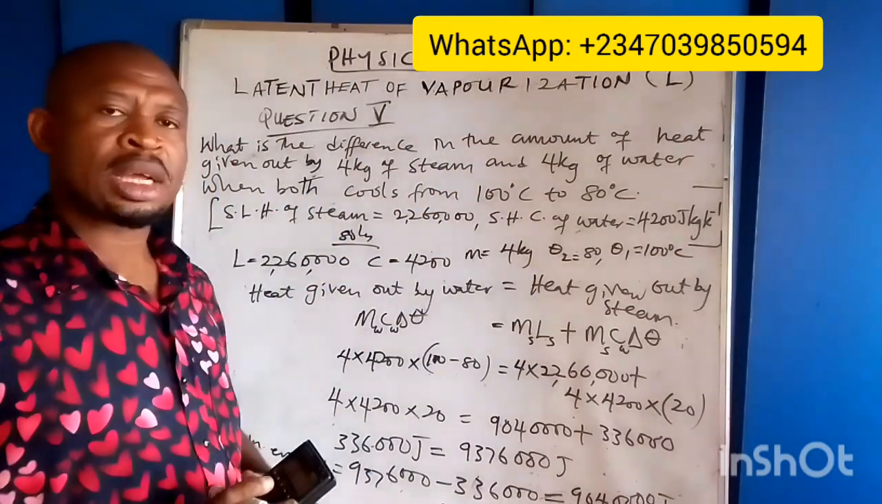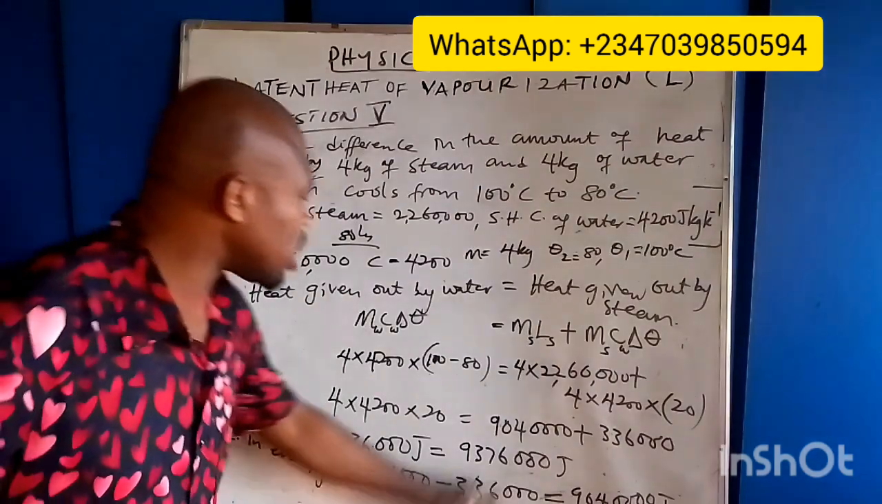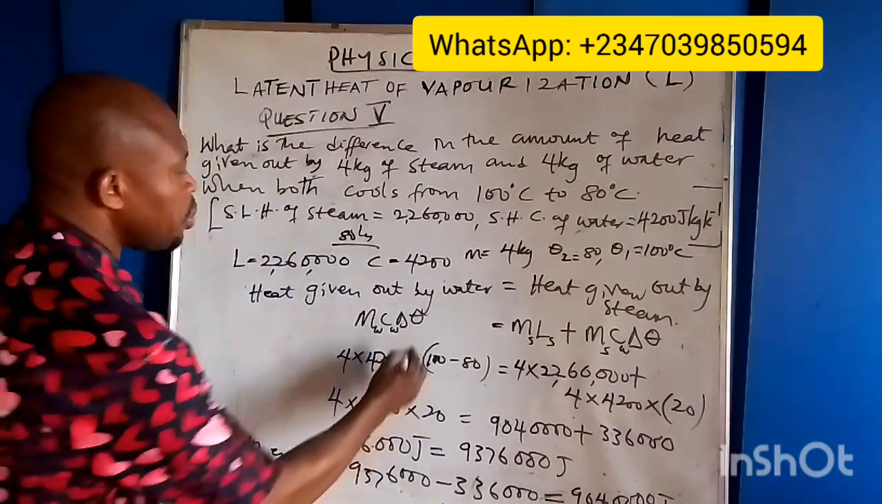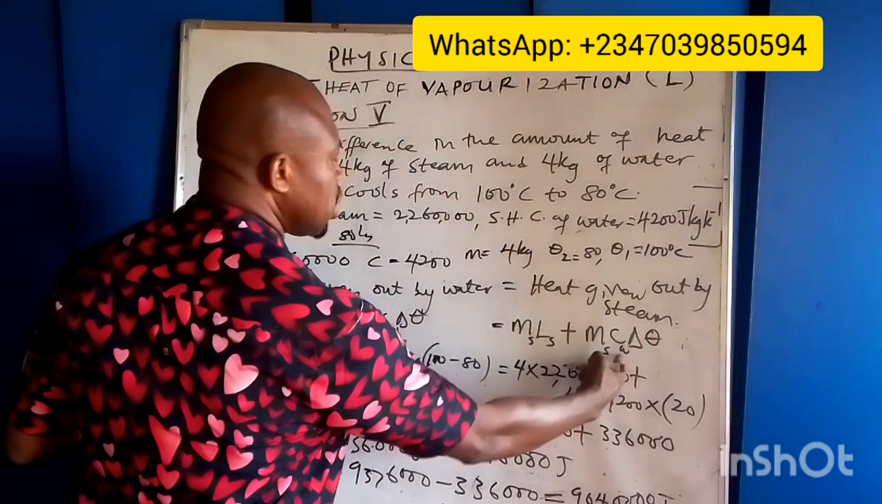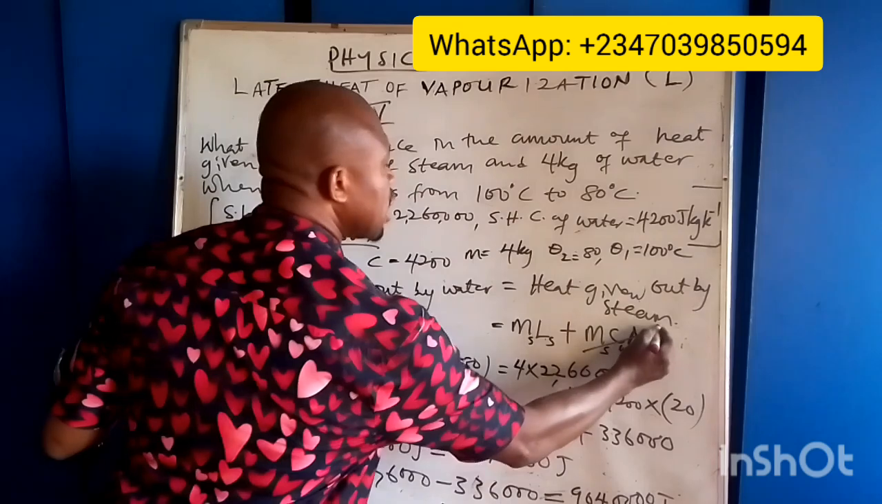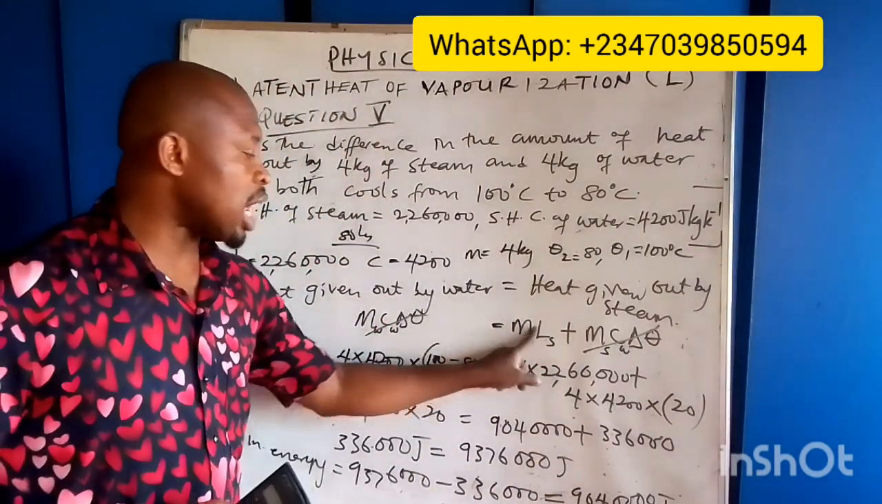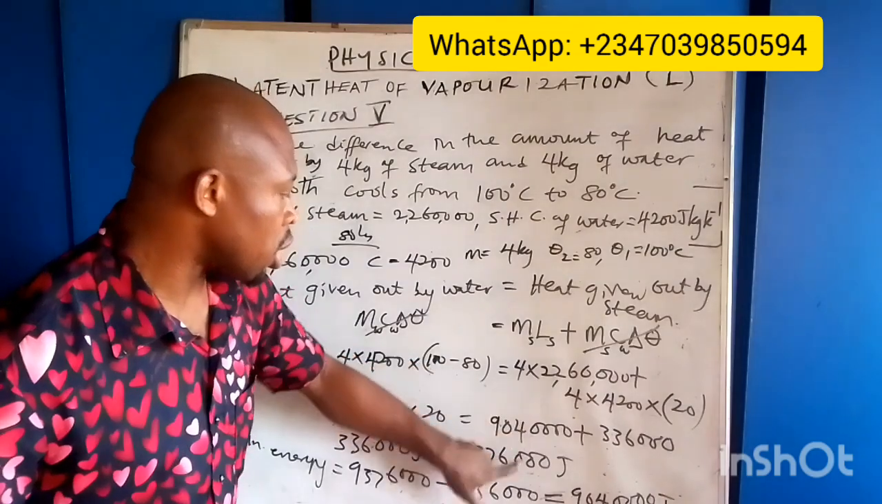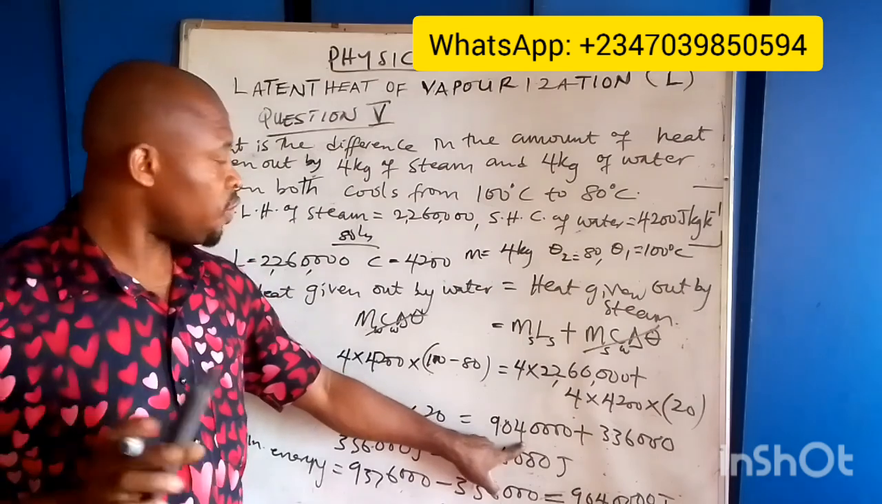Remember I told you that there are two different ways of solving it. Instead of going through all this, since heat given out by water is this and heat given out by steam is this, this one can still cancel out this one. You just calculate this times this, and it will give us this value here. So this is the simplest way of solving this.